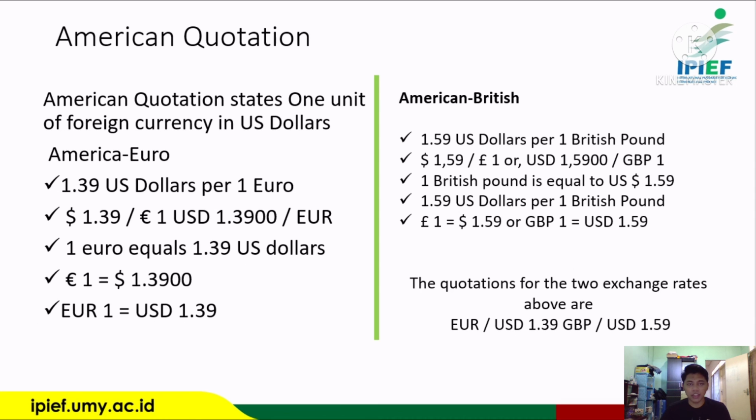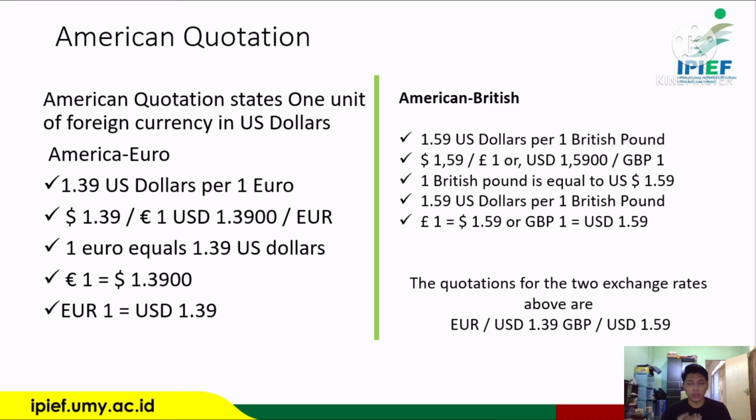And this is the last type of quotation, which is the American quotation. The American quotation states one unit of foreign exchange in US dollar. So it is America over the euro. We know that 1 euro is equal to 1.39 US dollar, which can be interpreted that 1 euro is equal to 1.39 US dollar.